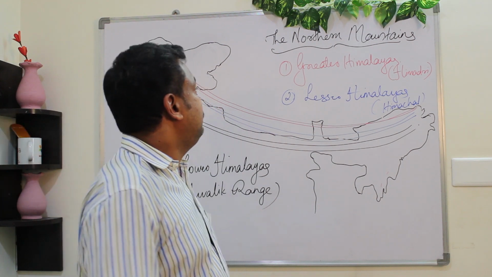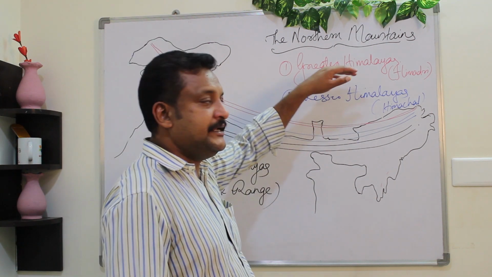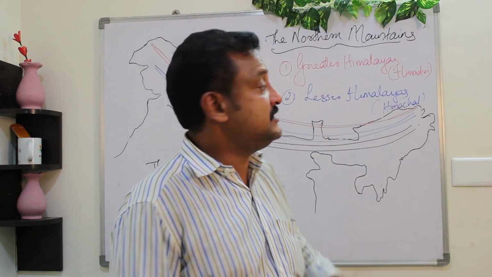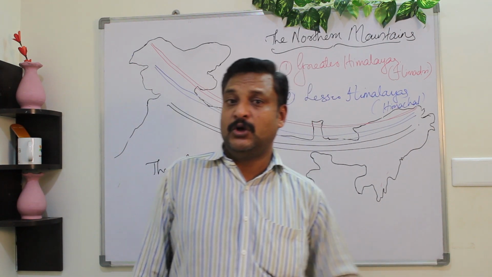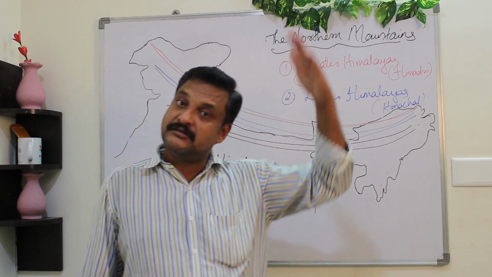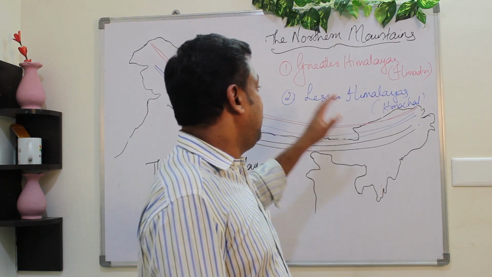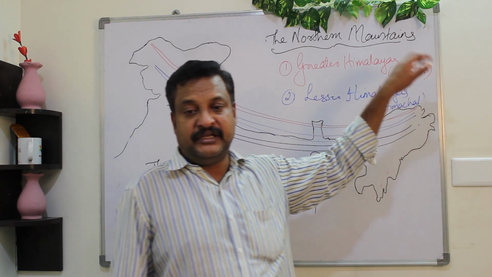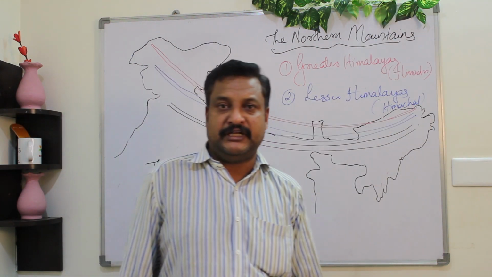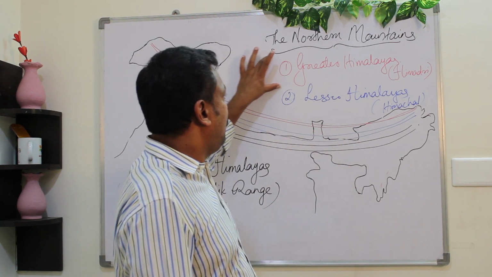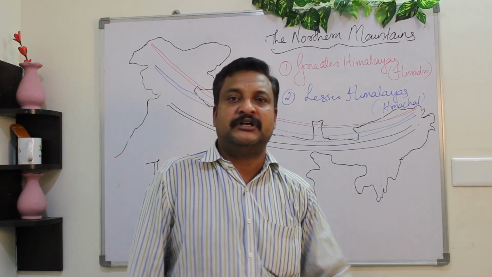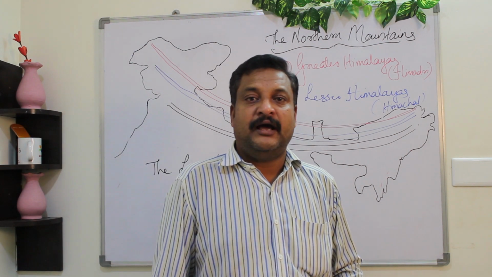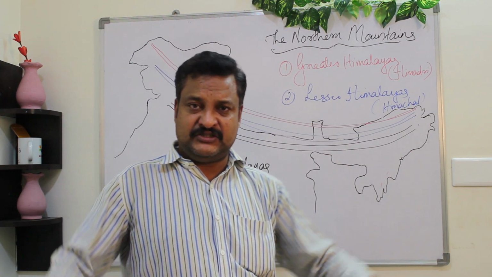Fine. Now we will see about the Greater Himalayas. The Greater Himalayas are also known as the Himadri. Hima means snow, Adri means mountains. So the Greater Himalayas are otherwise known as the Himadri, the snow-covered mountains. These ranges are covered all throughout the year under a thick layer of snow, and it stands like a great wall.